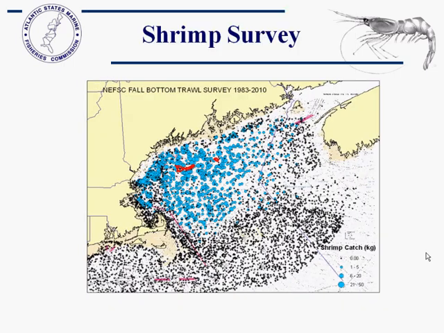This picture is the spring, that's the fall. The dark spots are where they sampled and did not catch shrimp. So between the blue and the dark, it shows you the distribution of sampling. This is 1983 to 2010 data, just all lumped together.